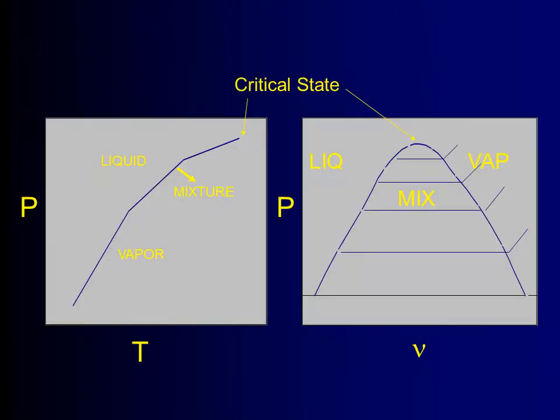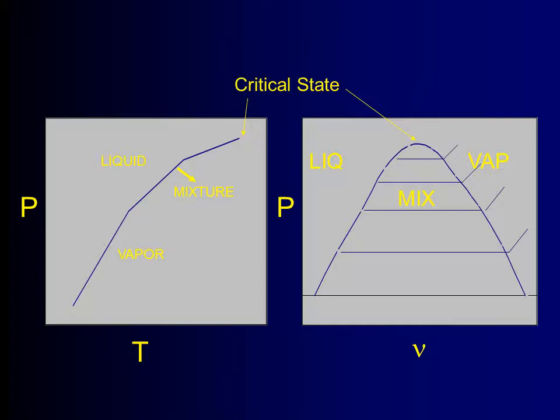Now I want to talk about a thing called the critical state. The critical state is the point where you've just gotten to where you can no longer turn a vapor into a liquid. So we call this above the critical temperature and pressure. We call it a supercritical fluid, but it behaves like a very dense gas.